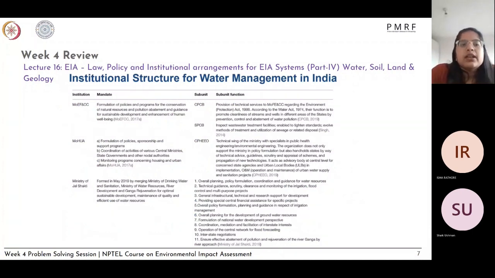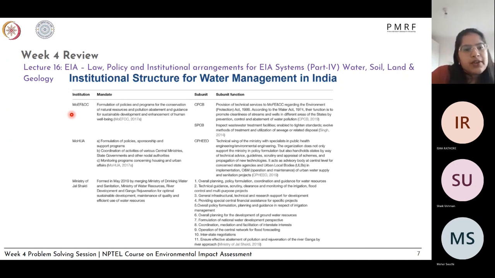We had 3 key institutions. First, the Ministry of Environment, Forest and Climate Change, which is responsible for the formulation of policies and programs for the conservation of natural resources and pollution reduction. It also provides guidance for sustainable development and enhancement of human well-being. There are two subunits under the Ministry: the Central Pollution Control Board and the State Pollution Control Board.